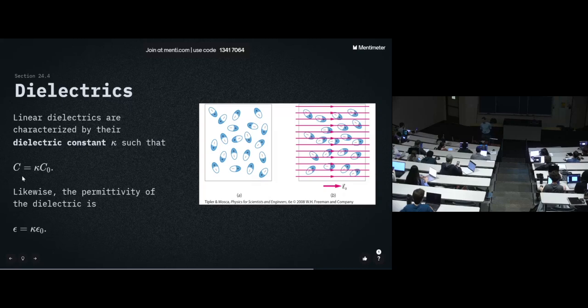So if it's a vacuum filled capacitor, you'd be using C naught and epsilon naught. If it is not vacuum filled, meaning that you filled it with some other dielectric, it would be epsilon and it would be C for the capacitance.